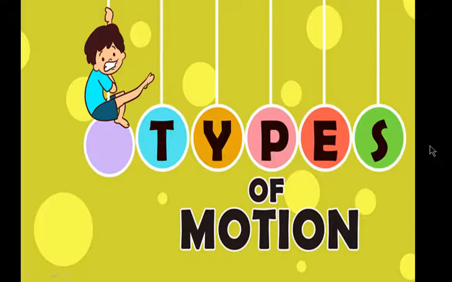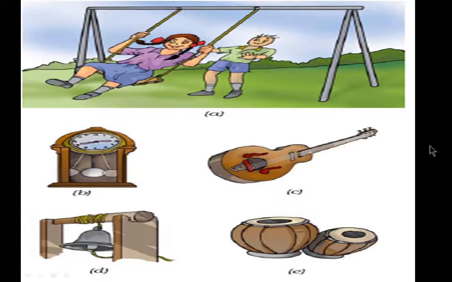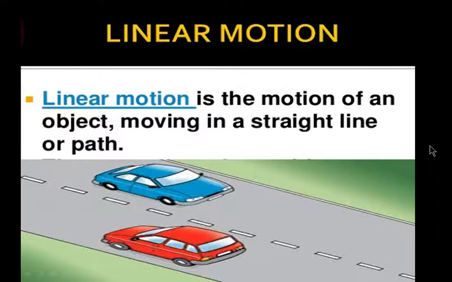So in the types of motion, here are some examples also we can see down. The children are playing with the swing, and the pendulum clock is there, bell, tabla, guitar. So these are the different types of motion examples. So the first one is the linear motion.